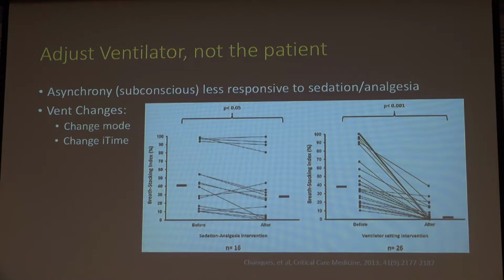Really knock someone out to take away their drive to breathe. They may lose their airway, but in an intubated patient, that's not such an issue. But what they found is that by adjusting the ventilator, they were much more effective at achieving synchrony. And what did they do to change the ventilator? Well, they either changed the mode or they changed the inspiratory time.